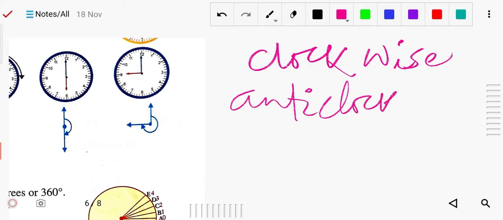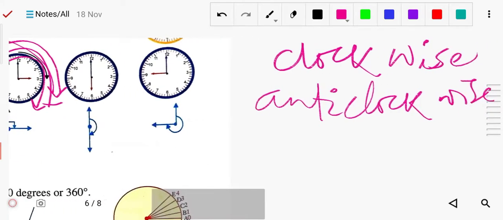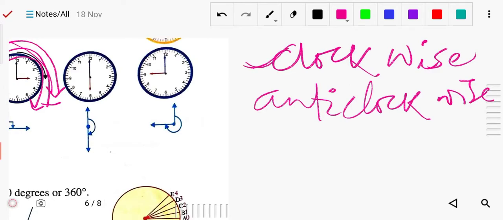Clockwise means the direction in which the clock's hands, our second hand, are moving. You have seen that in your clock all the hands move in this way, the minute hand also in this way. They are moving in this direction, from left to right. This type of movement is called clockwise.